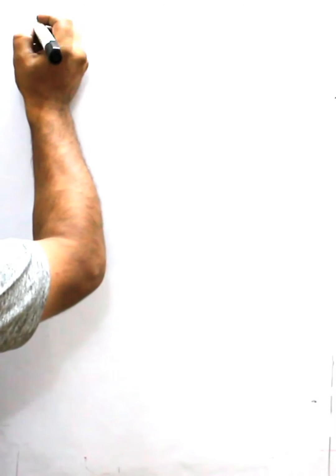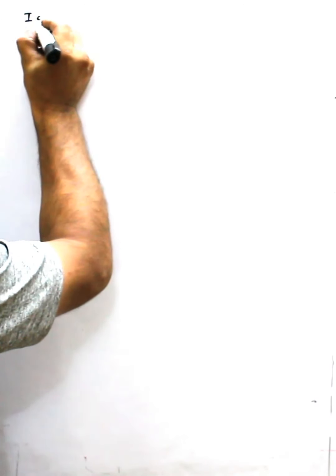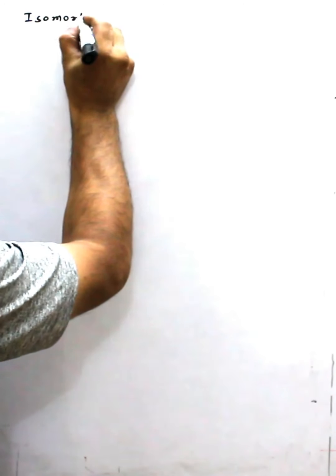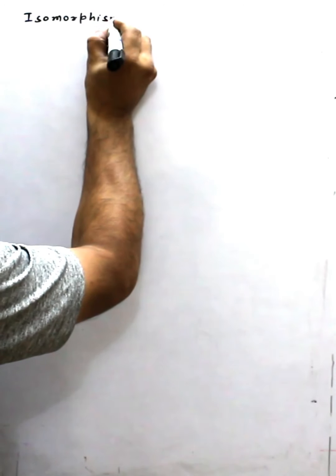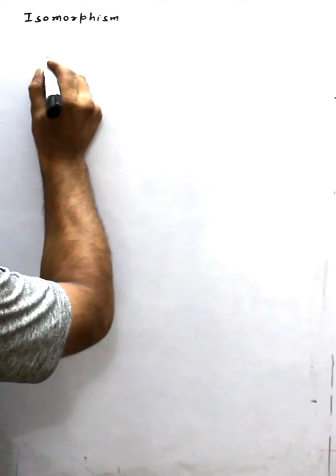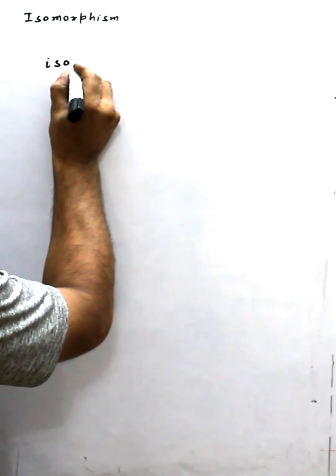So today we are doing isomorphism. What is the literal meaning of isomorphism or isomorphic? First we understand. Isomorphism is a composition of two Greek words. One is isos.